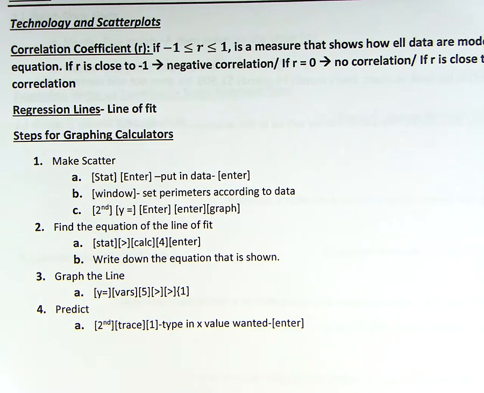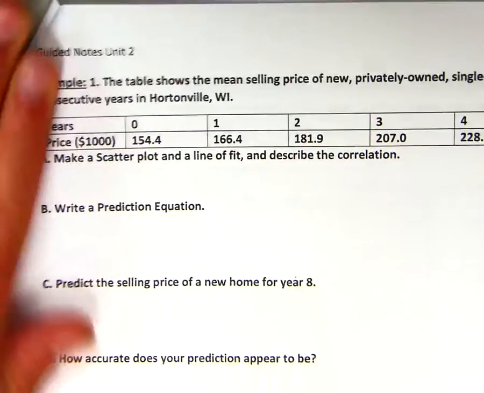So here are all the steps. Any of these little sideways carets, those are tabbing to the right. I think that is the biggest part of it. Anything that's inside brackets are buttons on the calculator that you will need to hit. Perfect. All right, so let's go into the first example.